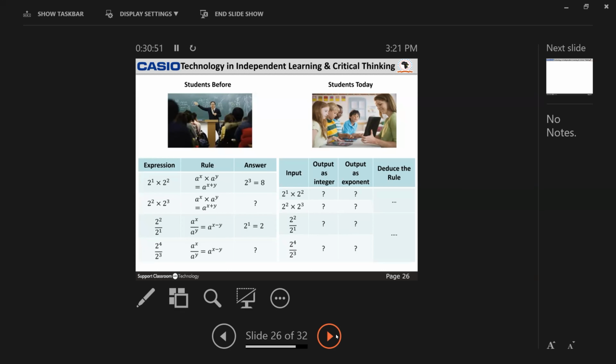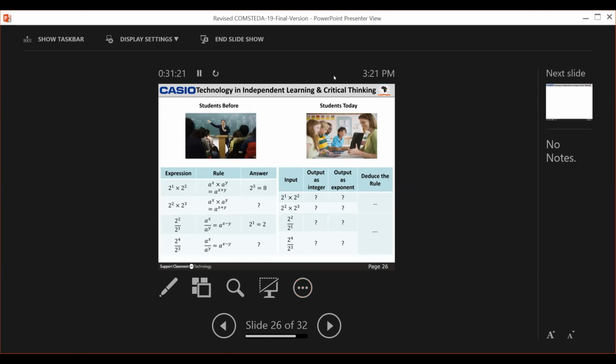The second figure shows students today, who use something called independent learning and critical thinking. So for 2^1 times 2^2, they find the answer themselves as an integer. Here, I would love to introduce one of the tools from Casio. I'm going to share my screen.